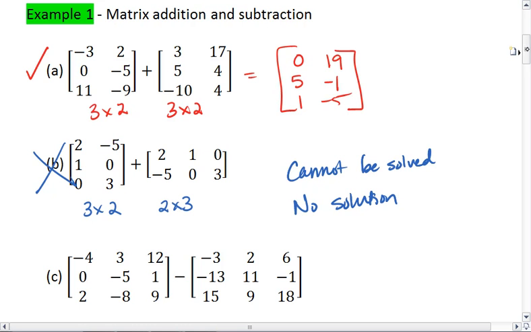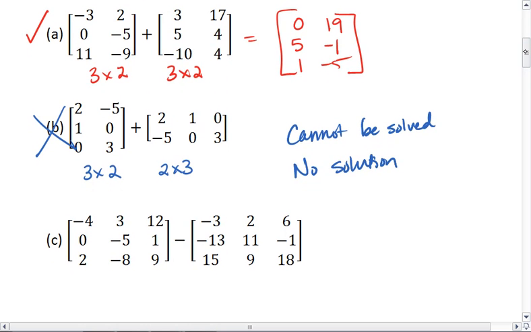That brings us to problem C. We have a 3 by 3 matrix and a 3 by 3 matrix. So we can solve. The one thing I want you to pay attention to, though, is that we are subtracting the second matrix from the first. Some of you will inevitably end up forgetting that you're subtracting and end up adding the elements. What I suggest you do then is just change the sign of every element in your second matrix and turn it into an addition problem.